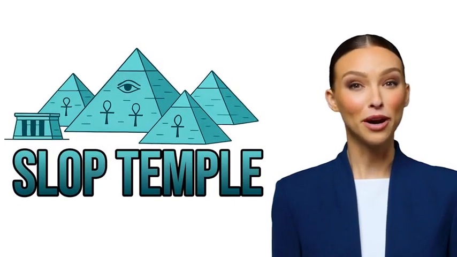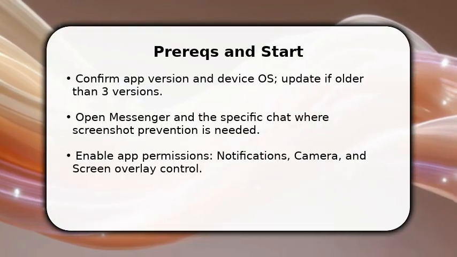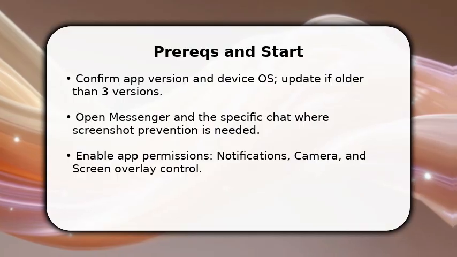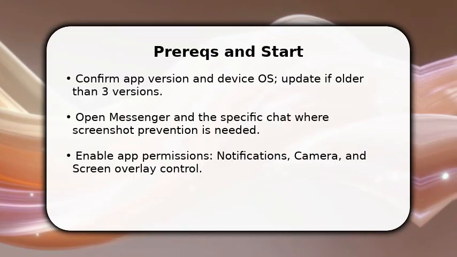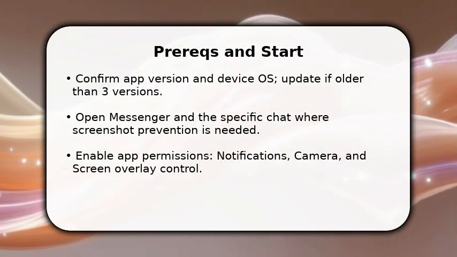We pray this video helps. You'll start by making sure prerequisites are ready so the prevention works. First, update Messenger and your device OS. Outdated builds block privacy features. Once done, open the chat where screenshots were an issue so you can change settings for that conversation.